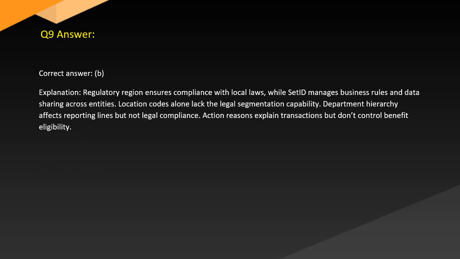Answer. Correct answer. B. Explanation. Regulatory region ensures compliance with local laws, while SetID manages business rules and data sharing across entities. Location codes alone lack the legal segmentation capability. Department hierarchy affects reporting lines, but not legal compliance. Action reasons explain transactions, but don't control benefit eligibility.